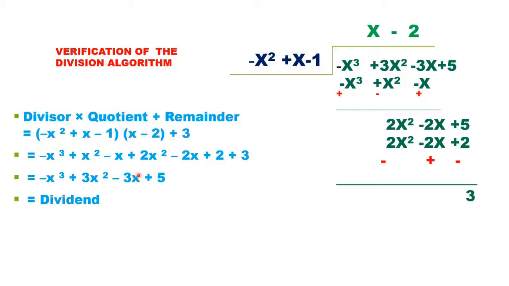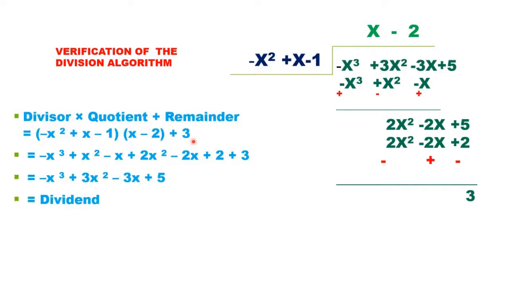Now you will multiply this whole polynomial by x. So you get all these three terms: x into minus x squared, minus x cubed; x into x, x squared; and x into minus 1, minus x. Then again we will multiply minus 2 with these three terms. So you get minus 2 into minus x squared, plus 2x squared; minus 2 into x, minus 2x; and minus 2 into minus 1, plus 2.